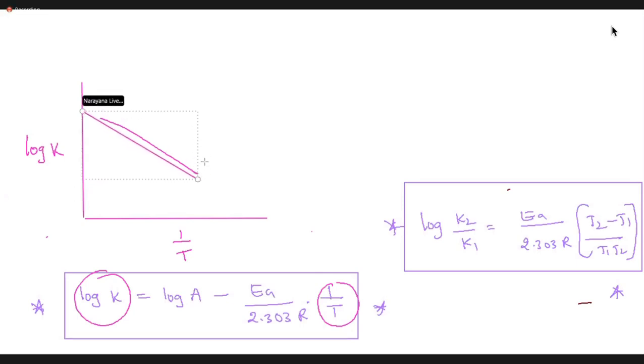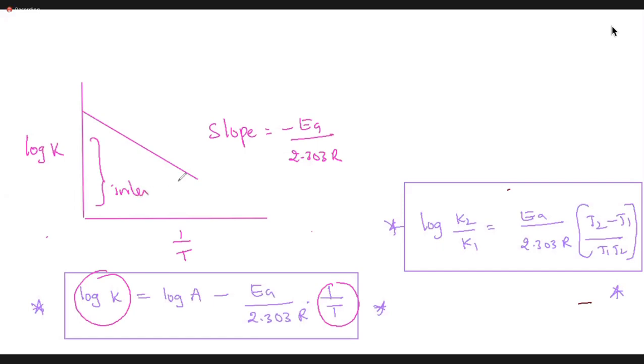Then what is the intercept? Log A. So the slope will be minus Ea by 2.303, and the intercept will be log A. Yeah, note it down. Very good.